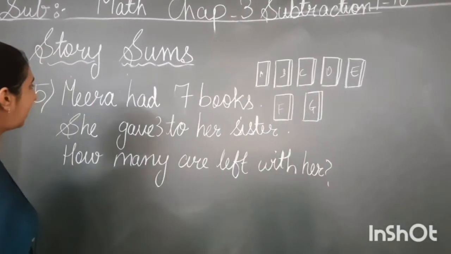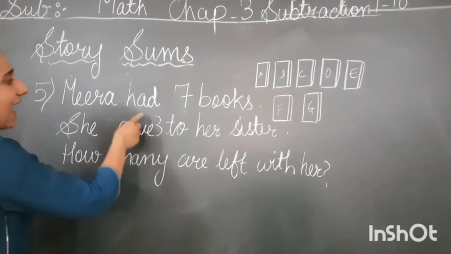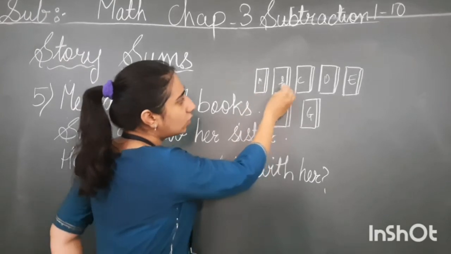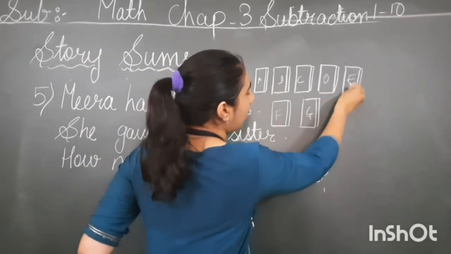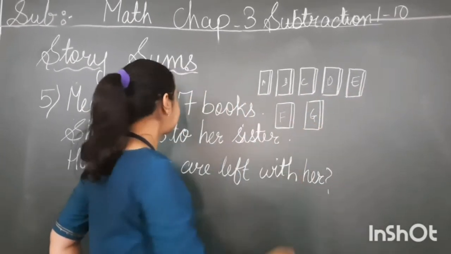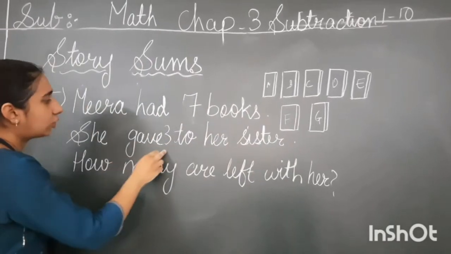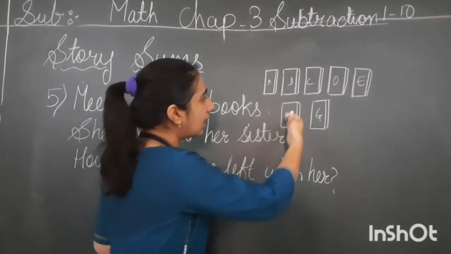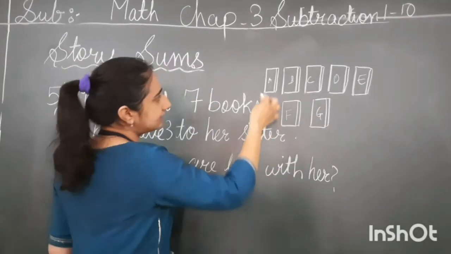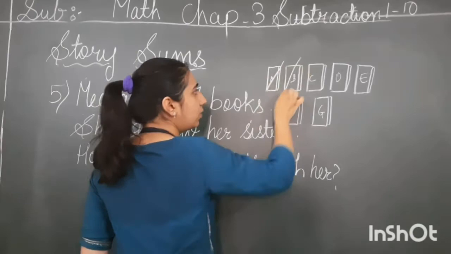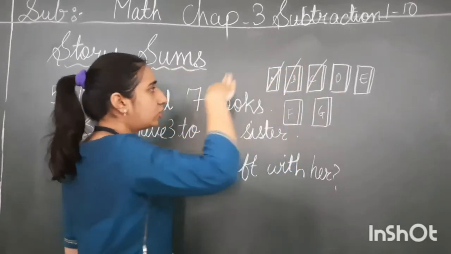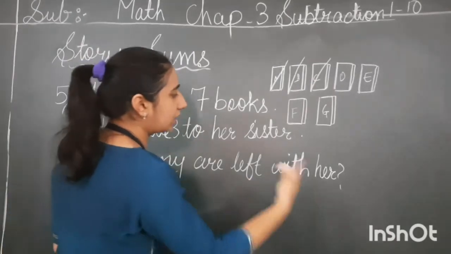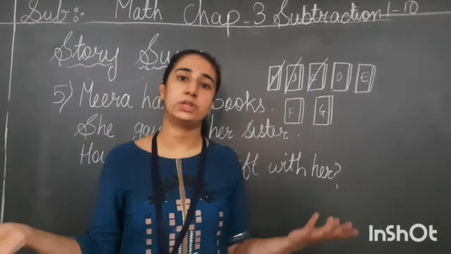Now sum number 5. Meera had 7 books. Let's count. 1, 2, 3, 4, 5, 6 and 7. She gave 3 to her sister. Among those 7 books, she gave 3 to her sister. So I will firstly cut 3 books as she gave to her sister. How many are left with her? Now how many left with her?